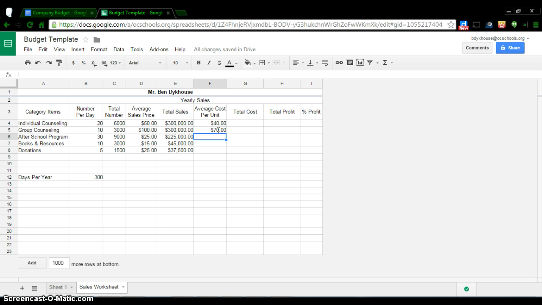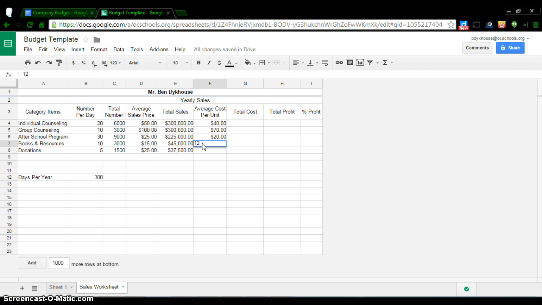My after-school program per student is probably going to cost me about $20 per student when all is said and done. Remember, the average cost should be slightly less than the average sales price. Otherwise, you're losing money. And at least part of your business model is to make money. I think for books and resources, if the average sales price is about $15, I'm not going to make a ton of money on those, I don't think.